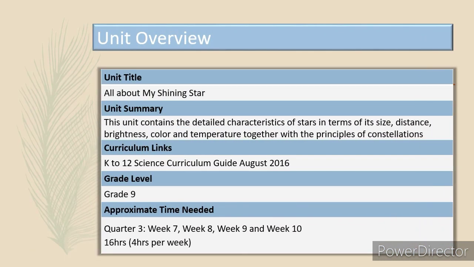Okay, let's start with the unit overview. I entitled my unit plan "All About My Shining Star." That is because this unit contains the detailed characteristics of stars in terms of size, distance, brightness, color, and temperature, together with the principles of constellations. The curriculum link is the K-12 Science Curriculum Guide, August 2016, and it is for grade 9 students. The approximate time needed is 16 hours, provided that I will be spending 4 hours per week. 16 hours because I have 4 learning competencies and each competency is dedicated to 1 week.